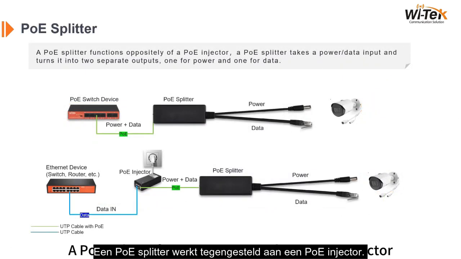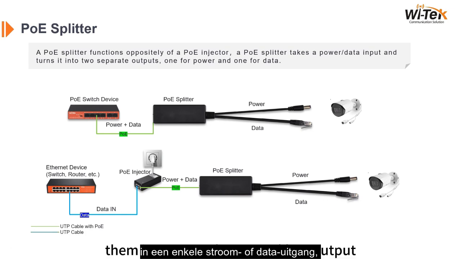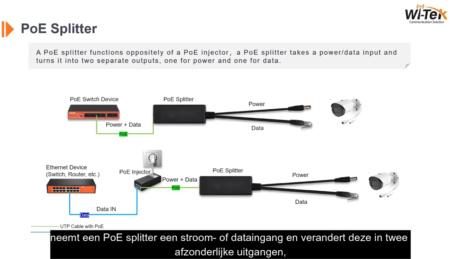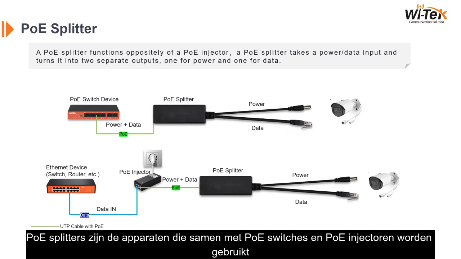A PoE splitter functions oppositely to a PoE injector. Rather than taking both a power input and a data input and turning them into a singular power or data output, a PoE splitter takes a power or data input and turns it into two separate outputs, one for power and one for data. PoE splitters are the devices that are used together with PoE switches and PoE injectors.